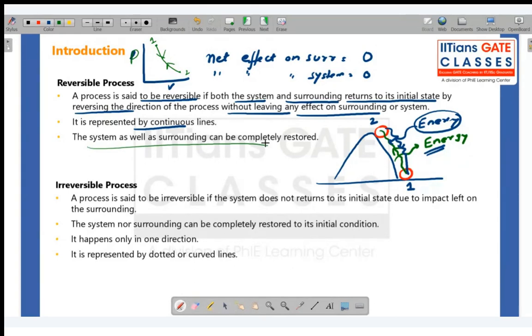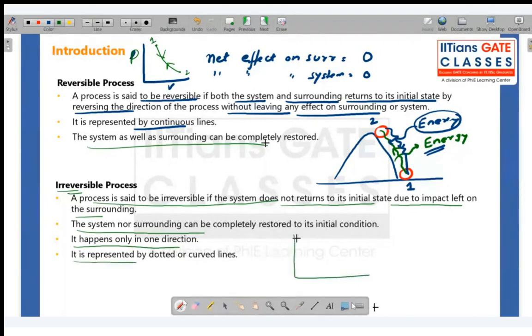What about irreversible? In the actual case, when you are coming down, you are also losing heat to the surrounding. That means the net effect on the system, when you are coming back, is that the system did not restore to its original state. So basically you have disturbed the system or surrounding, and when you are leaving some effect on system or surrounding, it is called an irreversible process. A process is said to be irreversible if the system does not return to its initial state due to impact left on the surrounding, and neither system nor surrounding can be completely restored to its initial condition. That is the reason it can only happen in one direction. It is represented by a dotted line. You can only show it by a dotted line.